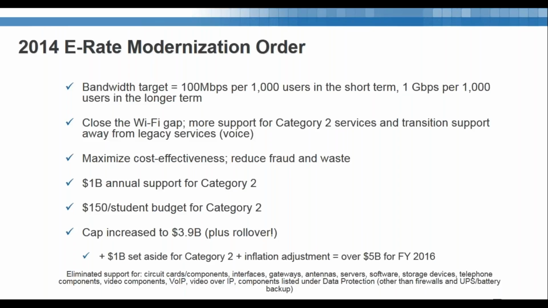They've added $1 billion of annual support for Category 2 and put into place a per student budget for Category 2 of $150 pre-discount, which I'll go over in more detail as we go further. And they increased the funding cap to $3.9 billion annually plus rollover funds. So if we look at 2016, we have the $1 billion set aside for Category 2, $3.9 billion funding, and then an inflation adjustment. That meant there's over $5 billion available for funding year 2016, and probably a similar number for 2017 as well.